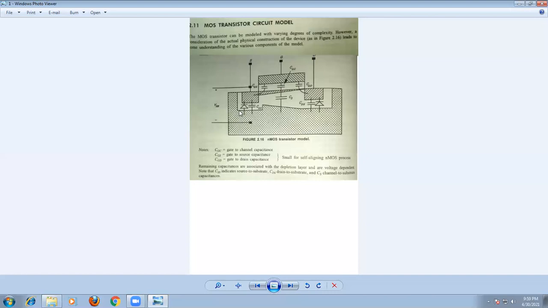Let us consider the NMOS transistor model. You know that this is the heavily doped N-type material, and this is the P-type substrate. Just observe here: this is N-type and this is P-type material. At room temperature, what happens? There exists a space charge region. We already discussed the space charge region in the previous classes. This space charge region behaves like a dielectric media.